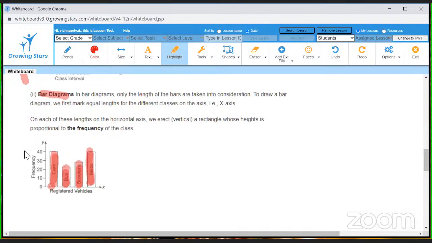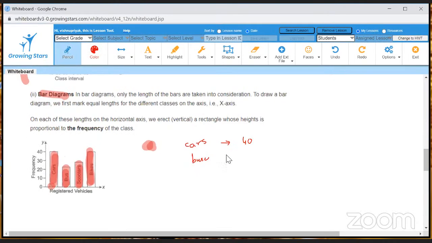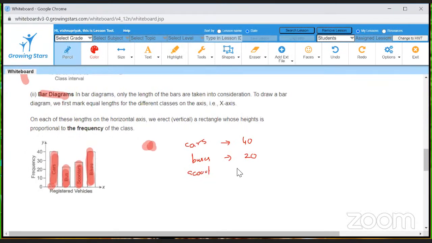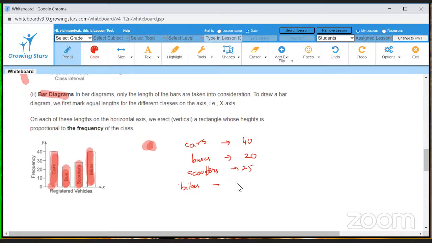Again, the height will give you the frequency. So how many cars were there? Number of cars, 40. Number of buses, 20. Number of scooters, 25. Number of bikes, 40.